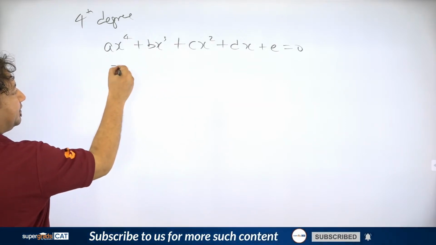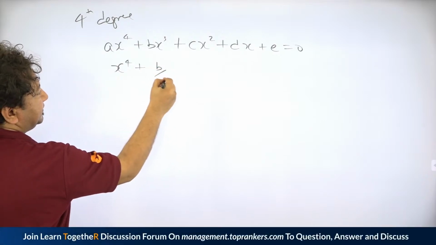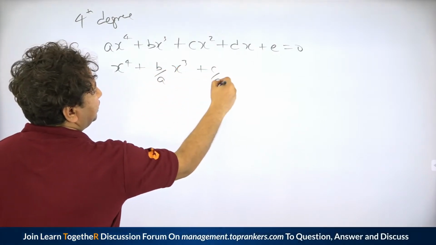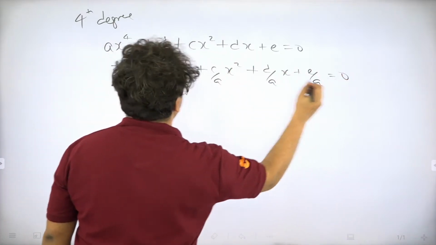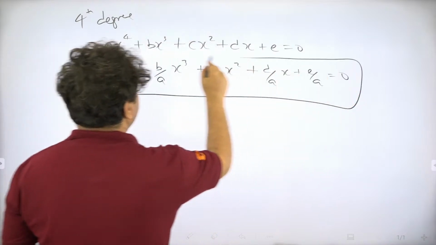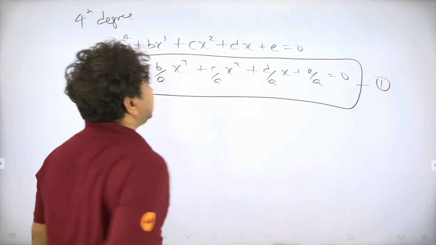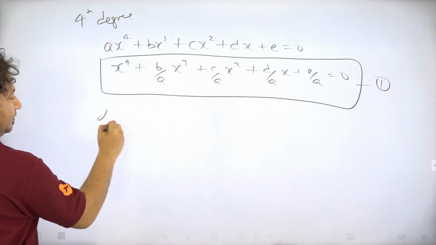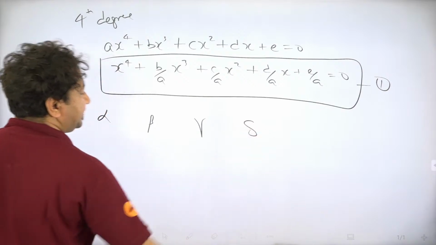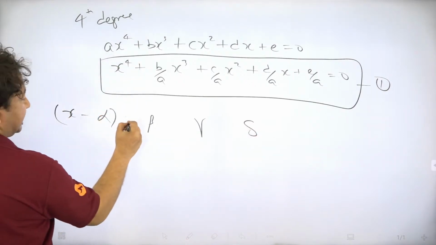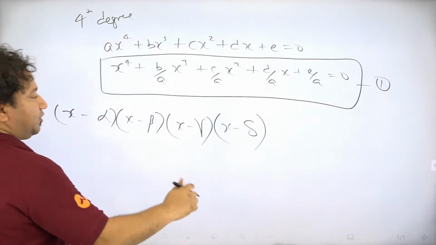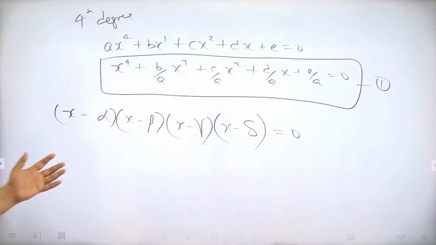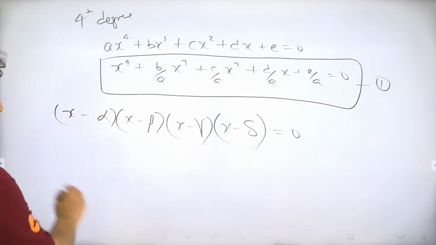Dividing everything by a, I'm just reiterating everything that I did in the earlier few slides. This is what I get. And now this happens to be my standard equation. Let this be equation number 1. And as I'll be taking alpha, beta, gamma, and delta to be the roots, x minus alpha, x minus beta, x minus gamma, and x minus delta happen to be the factors. Multiplying them all, I'll get 0. So alpha, beta, gamma, delta are those values, the roots, which will satisfy this expression.